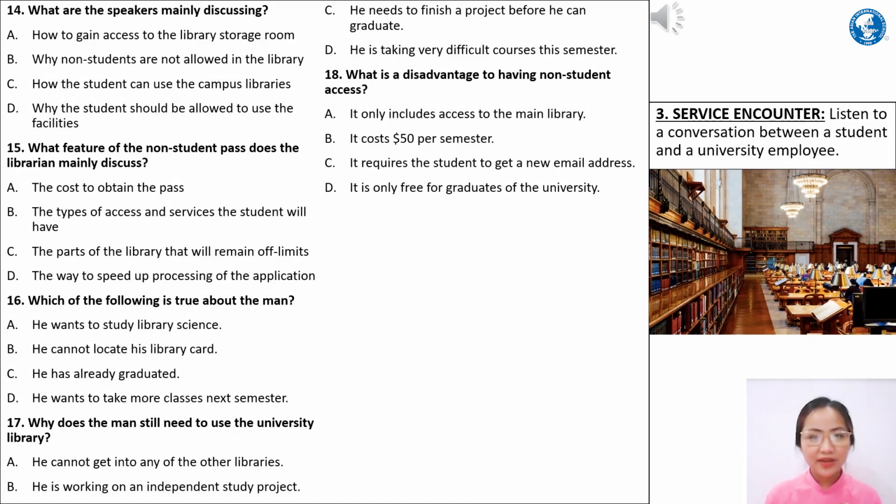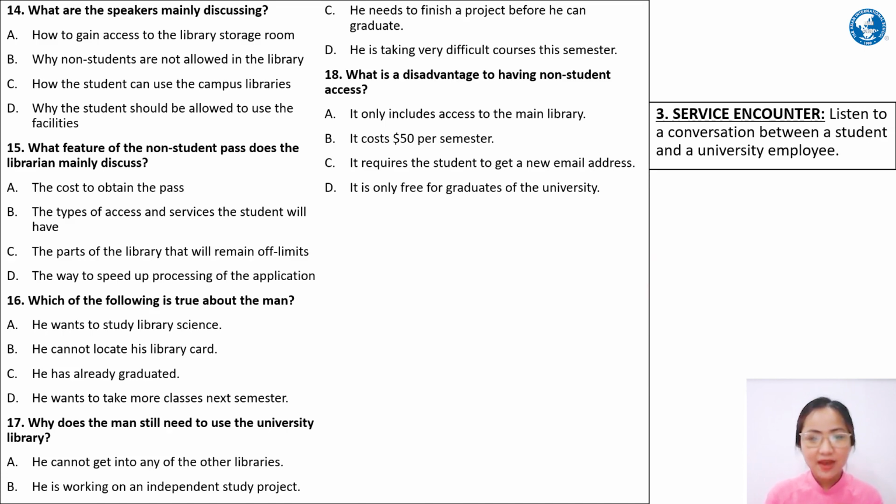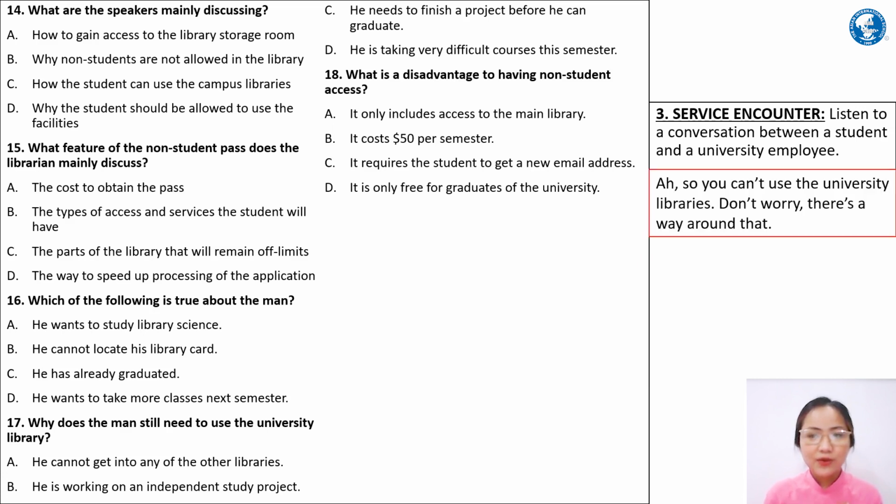So, are you confident that you also get all the correct answers for this task? Now it's time to check. Question number 14. What are the speakers mainly discussing? You can't use the university library. Don't worry, there's a way around that. The answer is C. How the student can use the campus libraries.